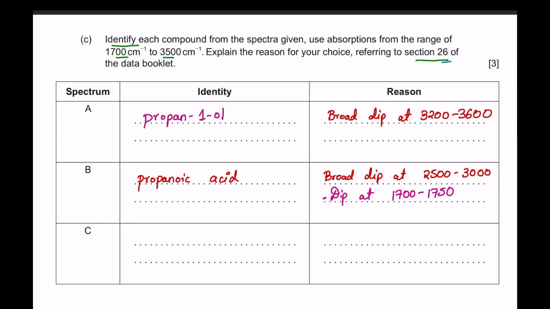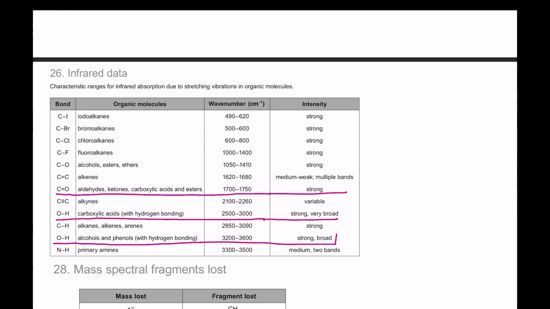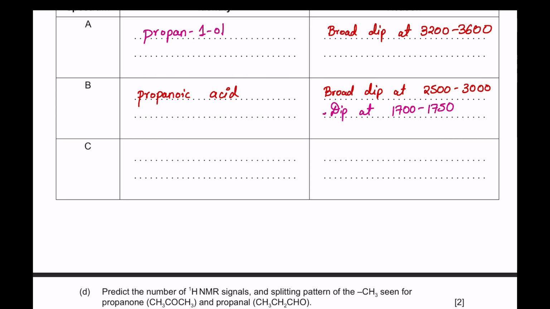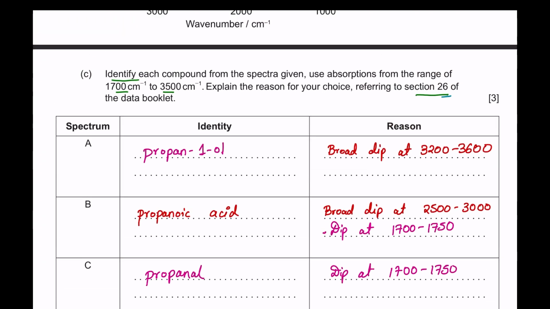Last, we are just left with propanone. The last one should be propanone, but let's check here. For propanone, we should have one dip at 1700 to 1750, and we can see there is a prominent peak here at exactly 1700. Yes, that is propanone, and the reasoning will be a dip at 1700 to 1750. That's the answer to part C.